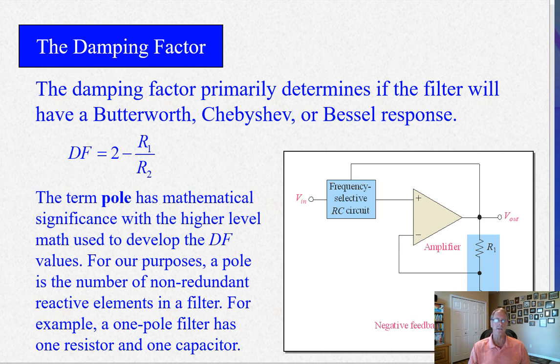It says here non-redundant reactive elements. Well, that means one capacitor, but two capacitors in parallel would be redundant because they form one. But if they're in series, that's not that. Depending on how they're connected, that may not be redundant. Okay.